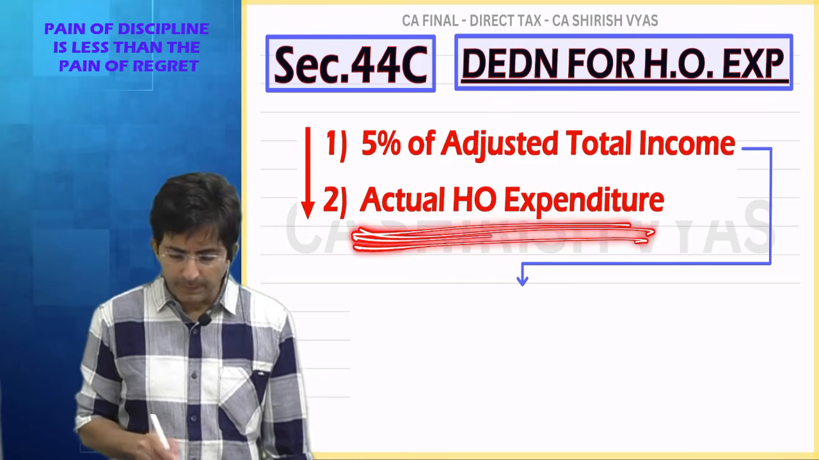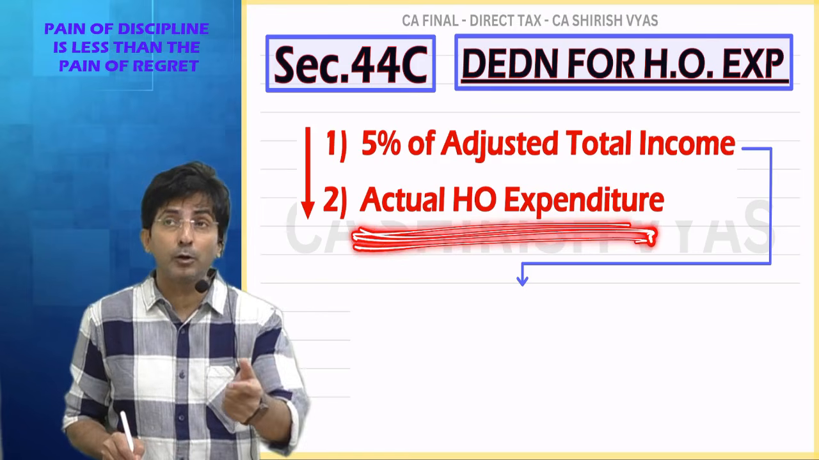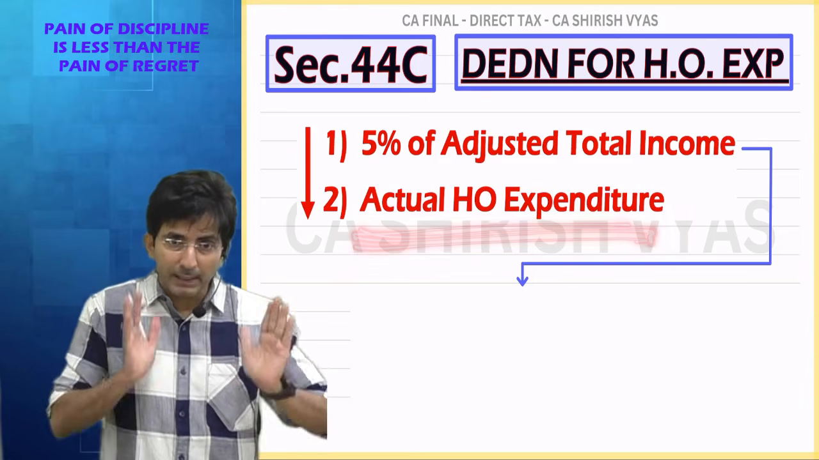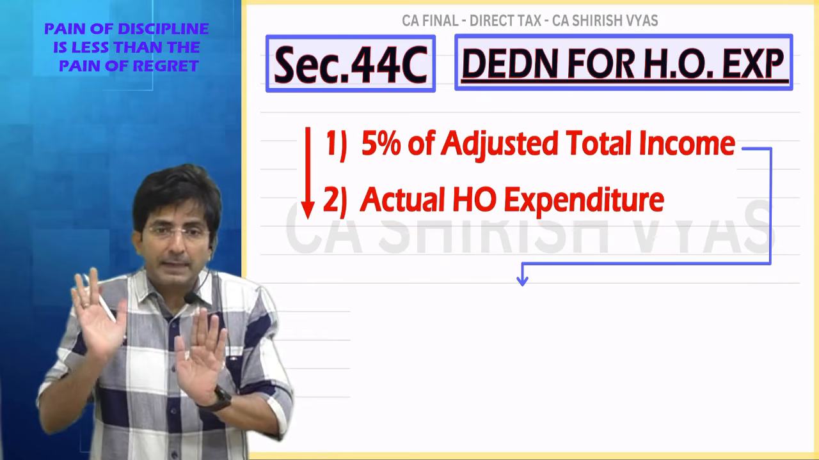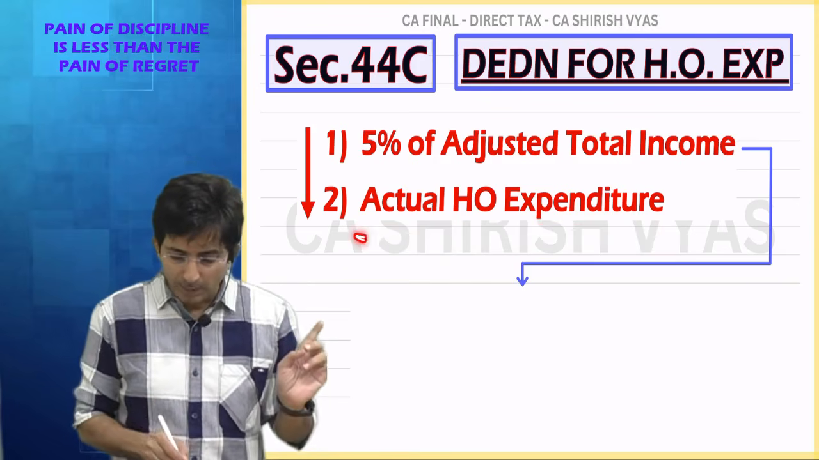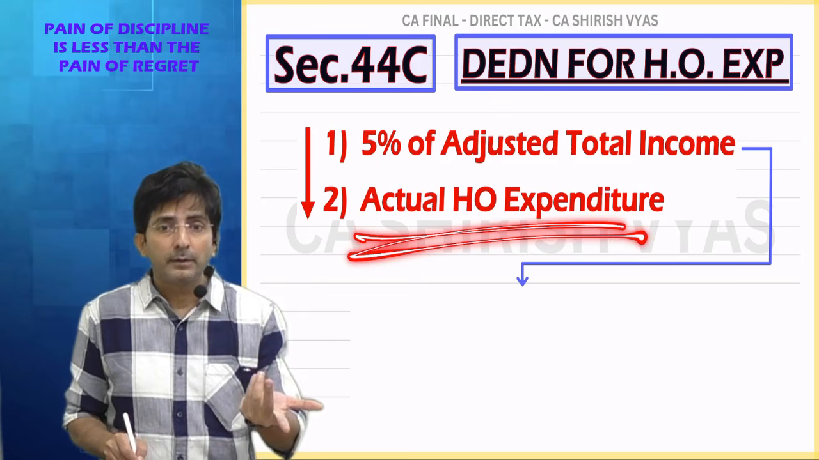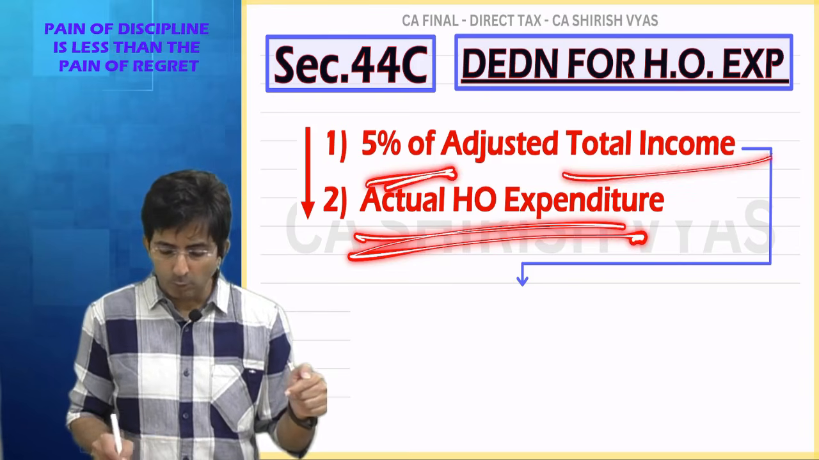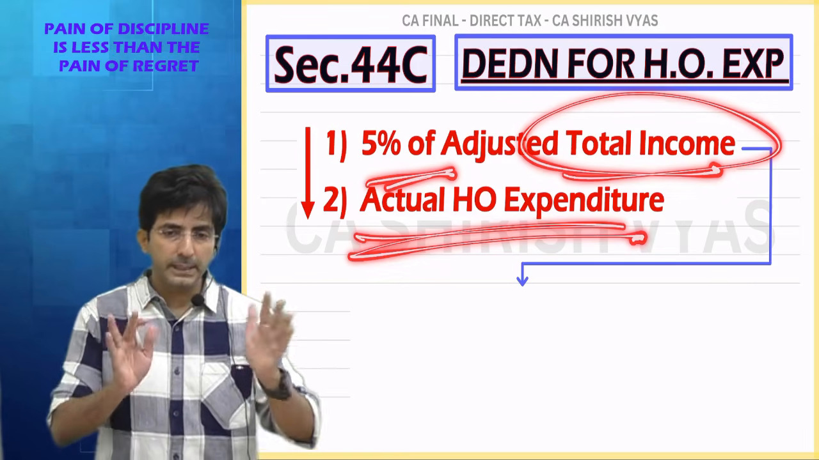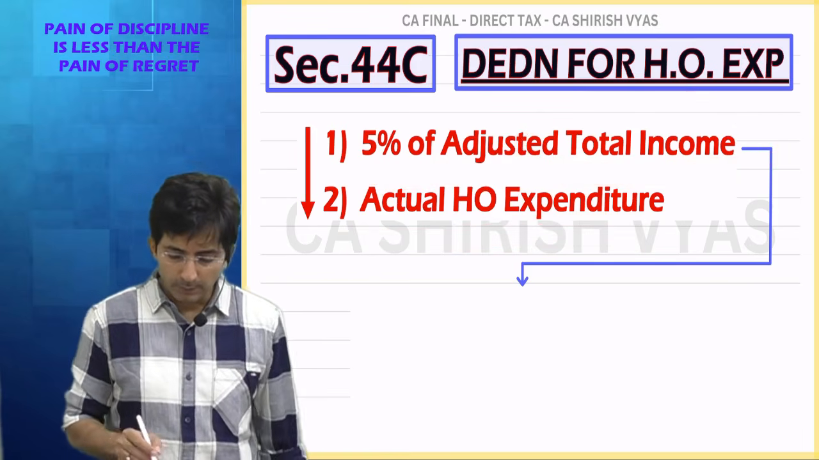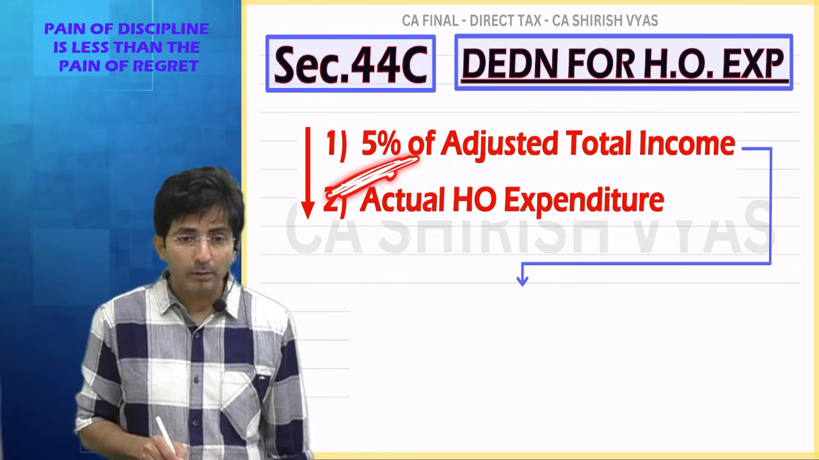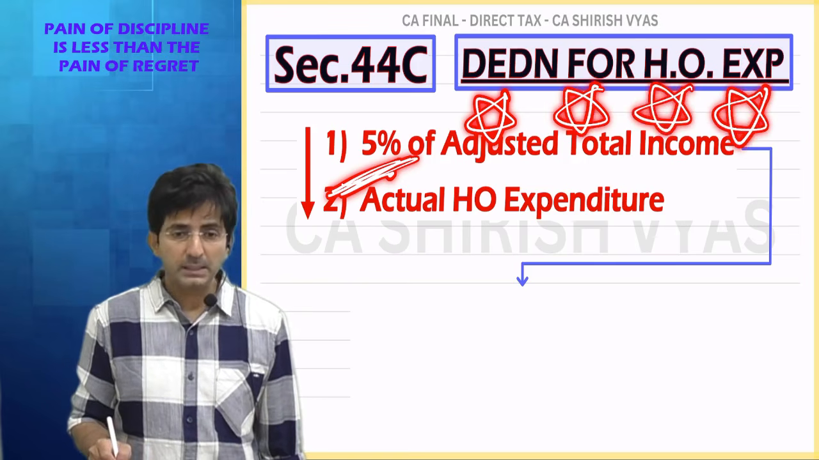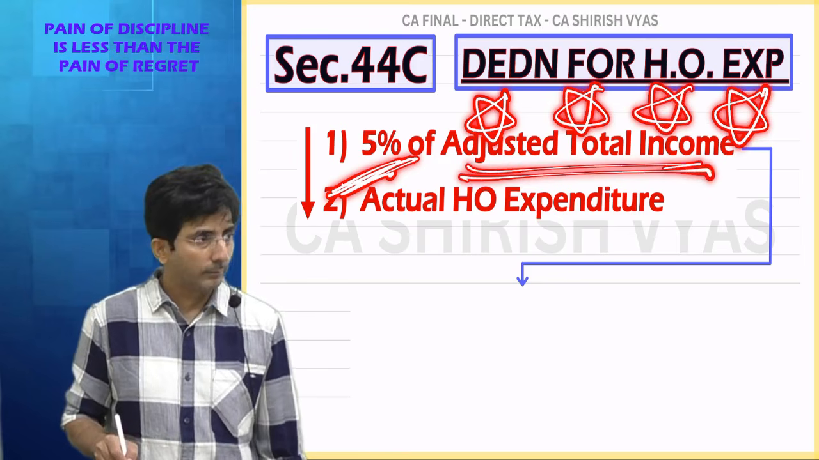Actual head office expenditure debited to the profit and loss account of Indian branch. Indian branch will have a separate P&L because India will tax only Indian branch profits. So actual expenditure debited to Indian branch P&L, compare with 5% of the total income of Indian branch, whichever is less. This is the limit. Now the question is, 5% of what? Adjusted total income. How to find adjusted total income? This I will explain now.